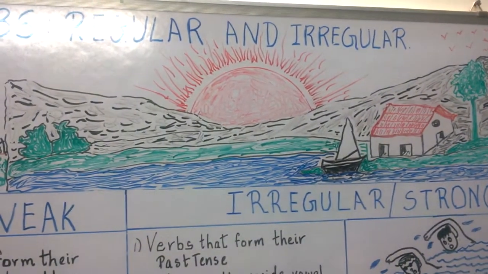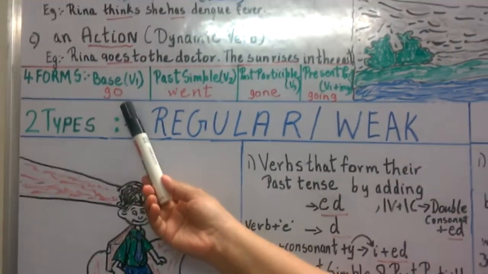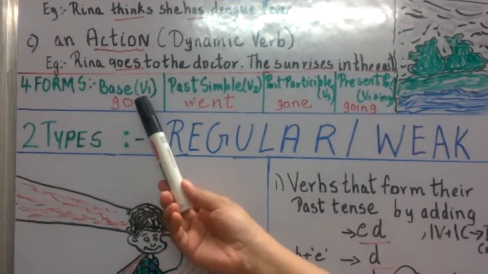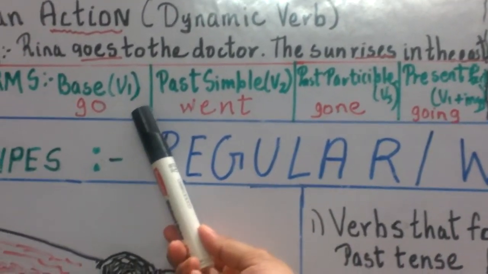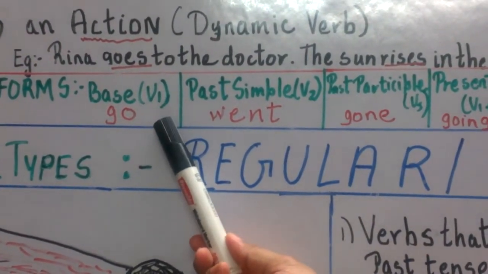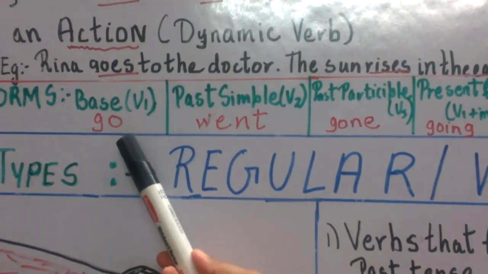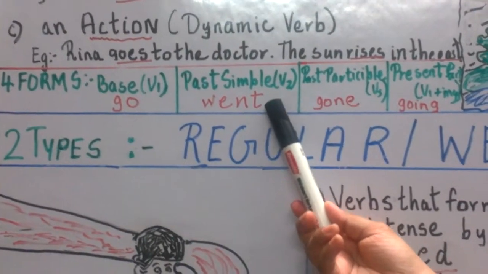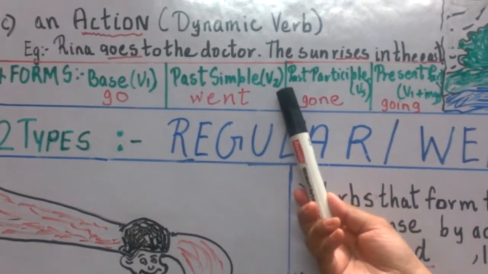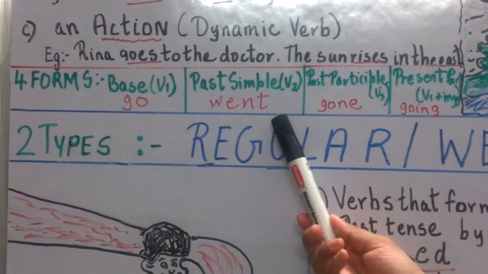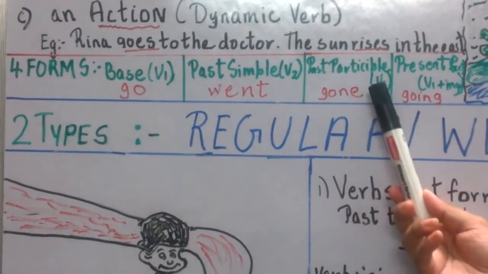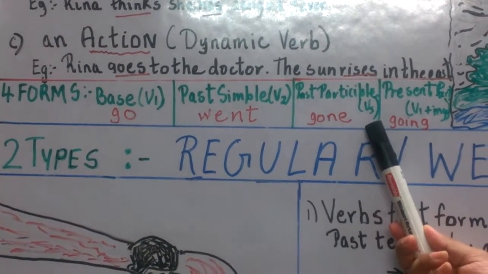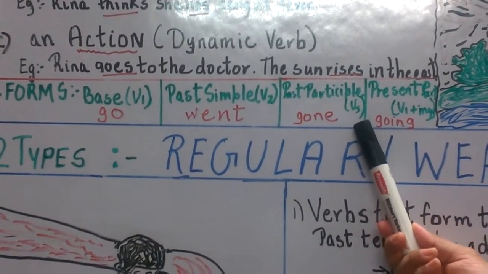Now let us see the types of verbs. There are four forms of verbs. The first form of verb is the base verb. The base verb is also called the infinitive. I have written here as V1. For example, go. Let us see the second form of the verb. The second form of the verb is the past simple. We have written as V2. For example, went. The third form of verb is the past participle. I have written as V3.